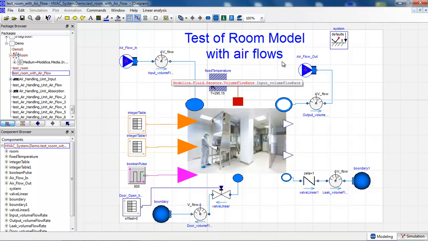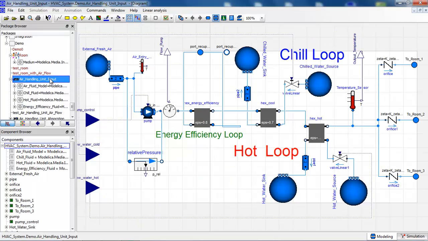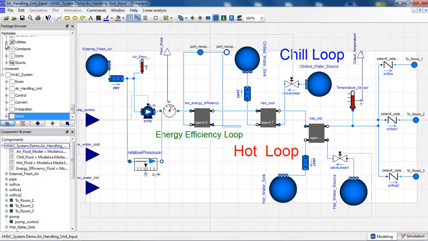which is mass transfer, and we will define a new model to go a step further for the simulation, and the model will be an air handling unit input part. So you can have a look now at how I design my air handling unit. It's basically the same idea. I used only components from the Modelica fluid library.